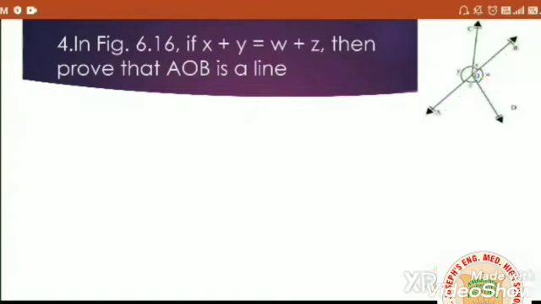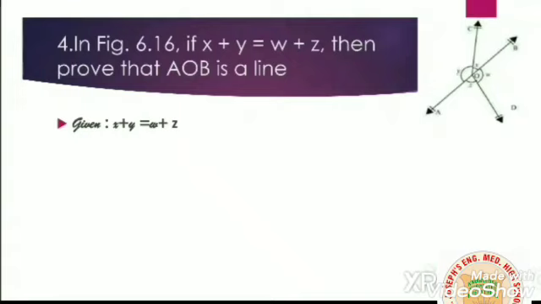First we are going to write what is given here. Given: x plus y is equal to w plus z. We have written it. Next, we have to write what we are going to prove. We are going to prove AOB is a line. If AOB is a line, we have to show that angle AOB is equal to 180 degrees. Okay, so now we are going to prove.